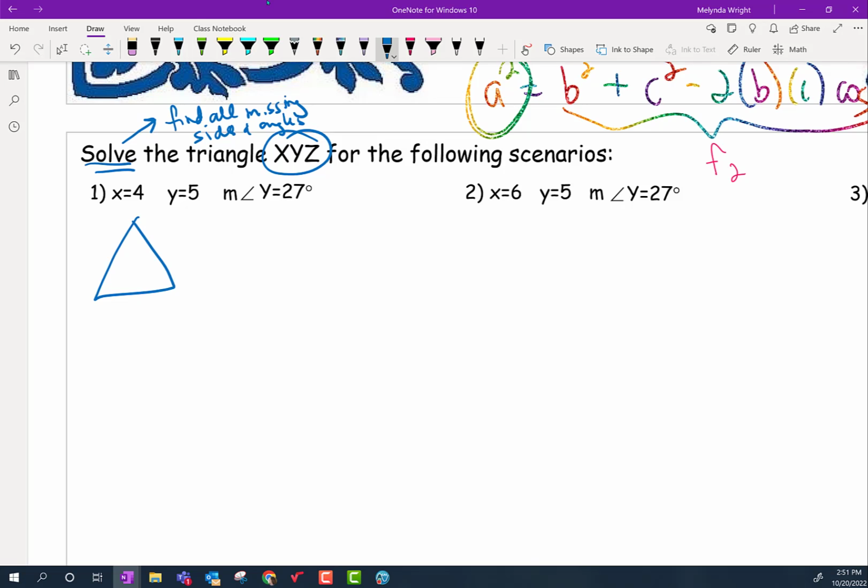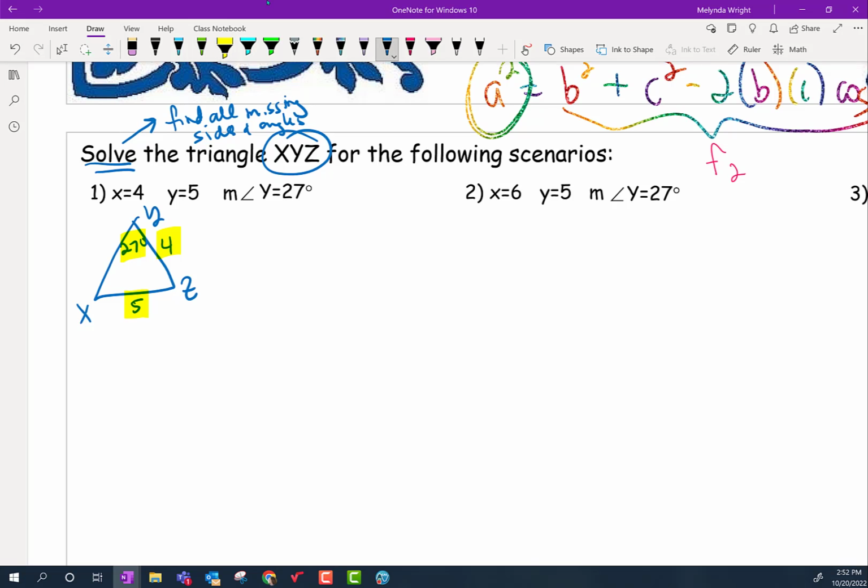All right, so let's draw this. So this is triangle XYZ. Side X is 4, side Y is 5, measure of angle Y is 27 degrees. So therefore, this is a side-side angle. All right, so what do we do?